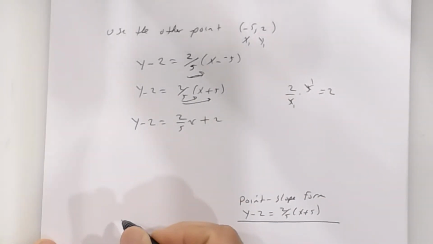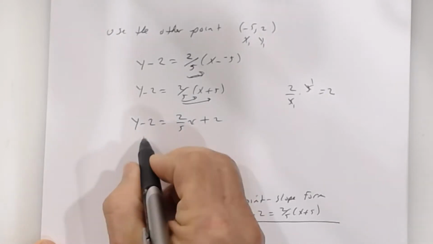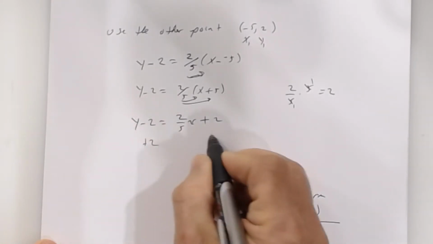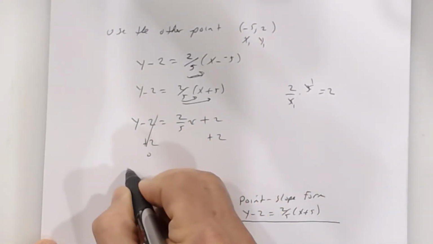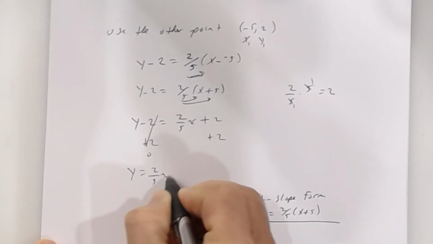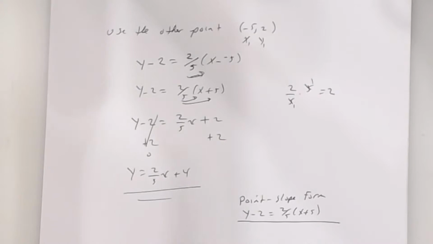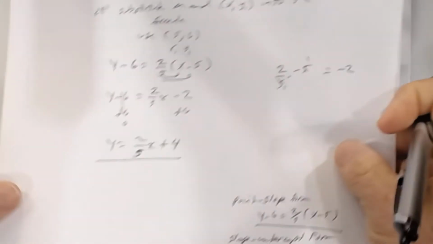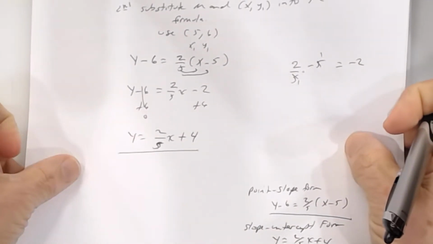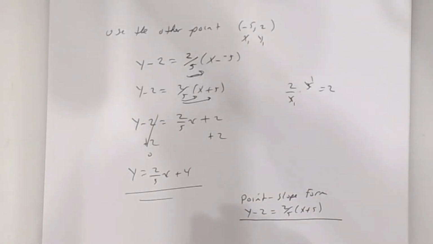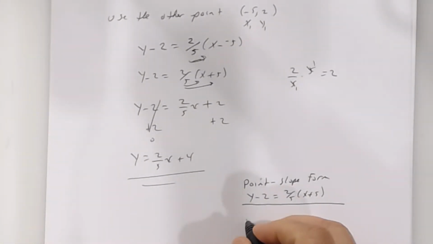And then finally, one more step and you're done. What's the next step? Add 2 to both sides. And so I get y equals 2/5 x plus 4. And that was the answer. Remember the answer that right here? All right. So does it matter which point you use? That's a question. No, it does not matter. You can use any point on that line.